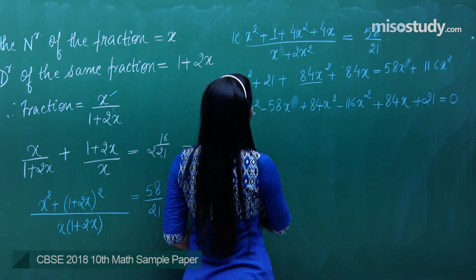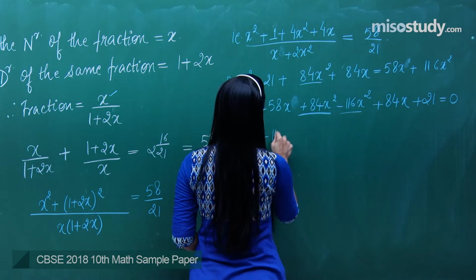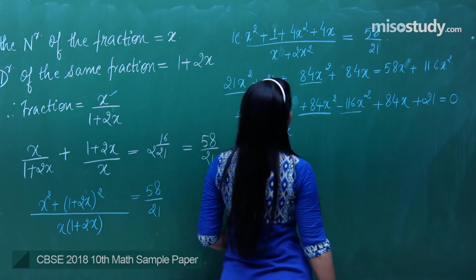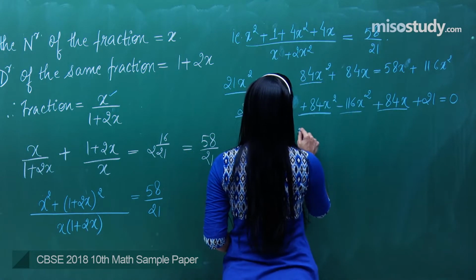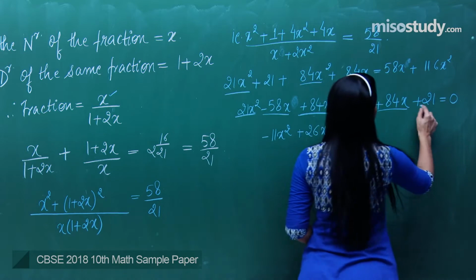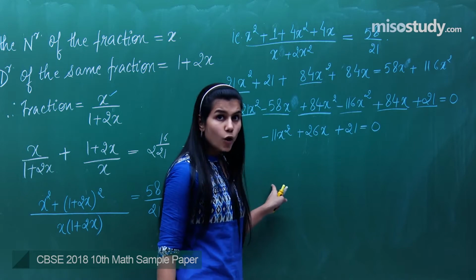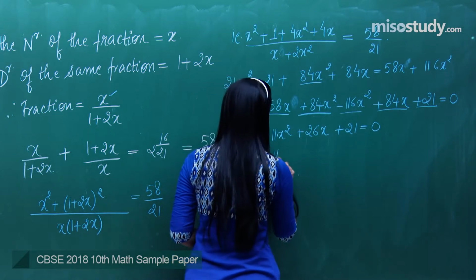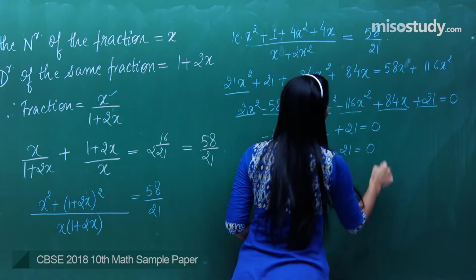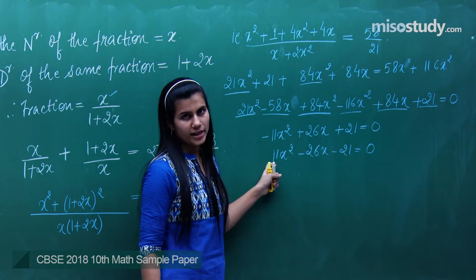So 21x² plus 84x² minus 116x² is going to deliver you with minus 11x². Then you have minus 58x plus 84x, which is going to deliver you with plus 26x, and plus 21 as it is. Now what is it that you can do? Over here I can just write this as 11x² minus 26x minus 21 is 0, right? So that I have a positive coefficient here of x².